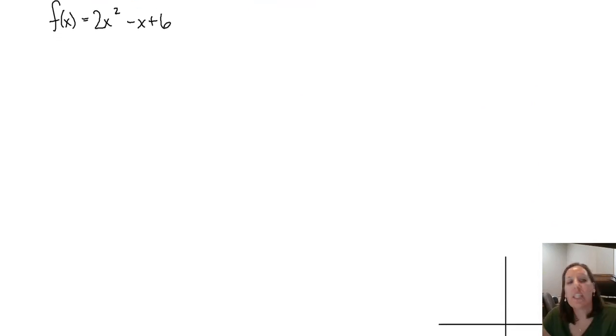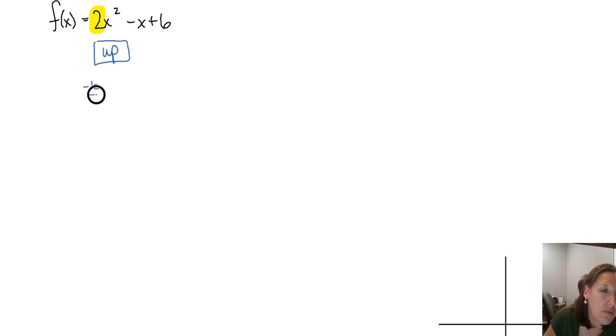All right, our next example, doing the same thing, we have our function f of x equals 2x squared minus x plus 6. Again, to find whether it opens up or down, we're only interested in the sign on our leading coefficient. In this case, that's a positive 2, so that means this parabola is going to open up. To find our vertex, we're going to do negative b over 2a, which gives us our x coordinate.